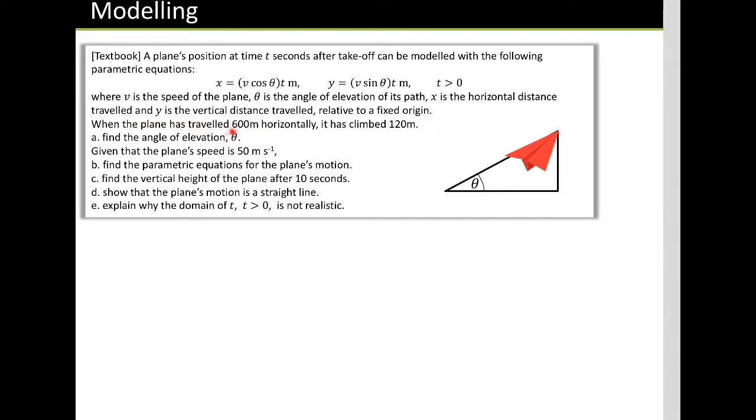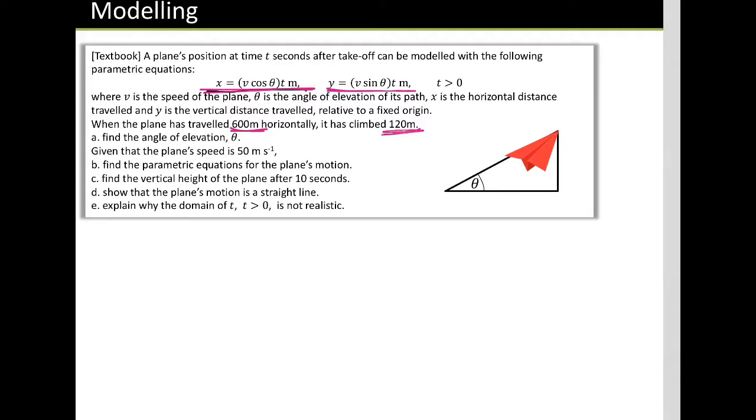When the plane has travelled 600 metres horizontally, it's climbed 120 metres. Find the angle of elevation theta. Now, it's asking you to find theta. Let's pick out some information here of what we've got. We've got that. I'm actually going to pick that out in pink. We've got this as well. The other piece of information is there and that there. So let's write this all out.